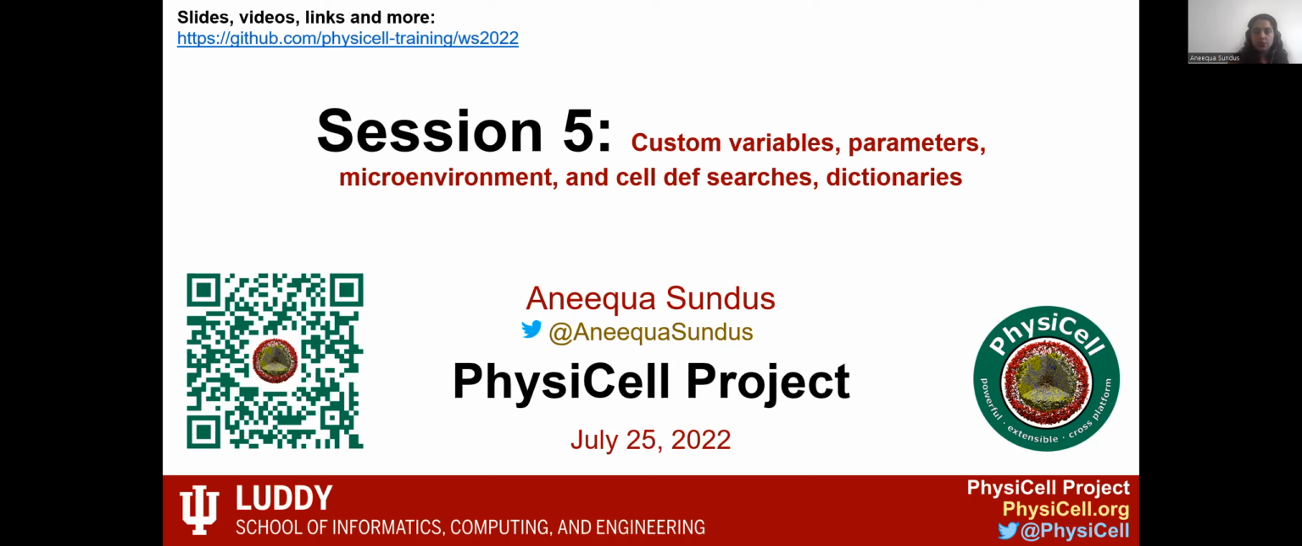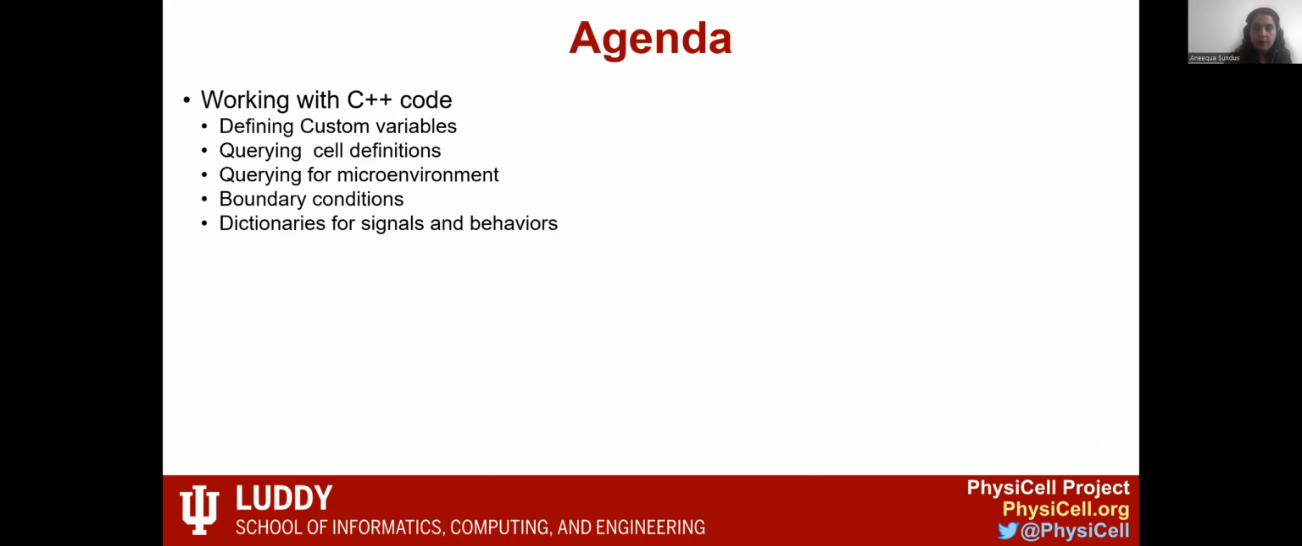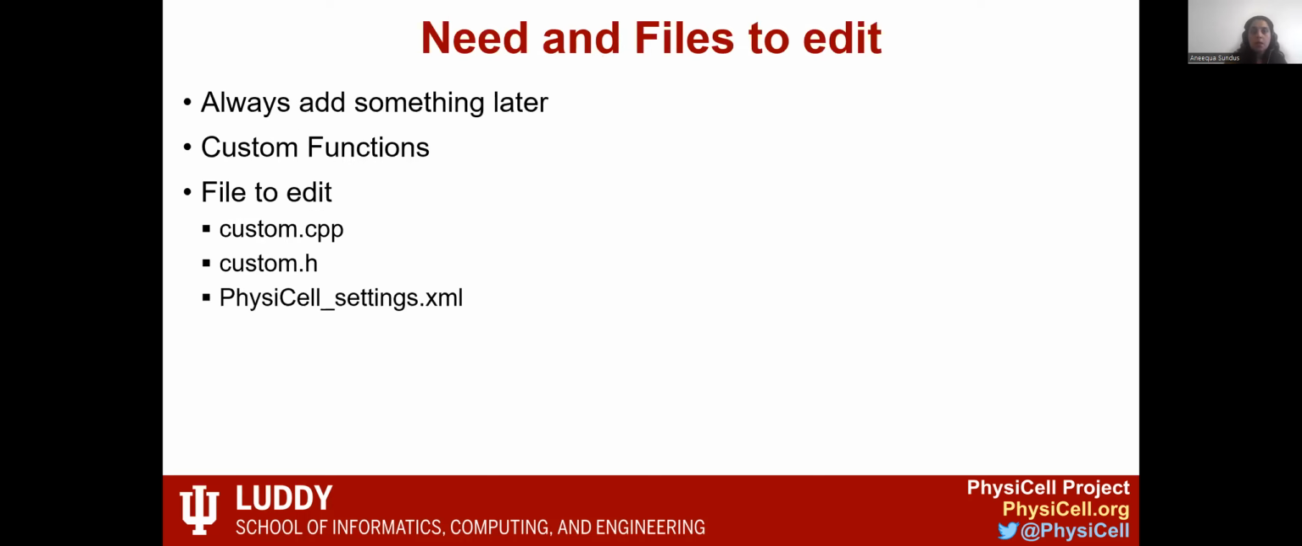In the next section, session 6 tomorrow morning, you will get the full detail of a complete project with custom functions and custom variables. I will talk about working with C++: defining custom variables, querying cell definitions, querying for microenvironment, boundary conditions, and dictionaries for signals and behaviors. So first thing is, why do we need C++ when we can do most of the things in Model Builder?